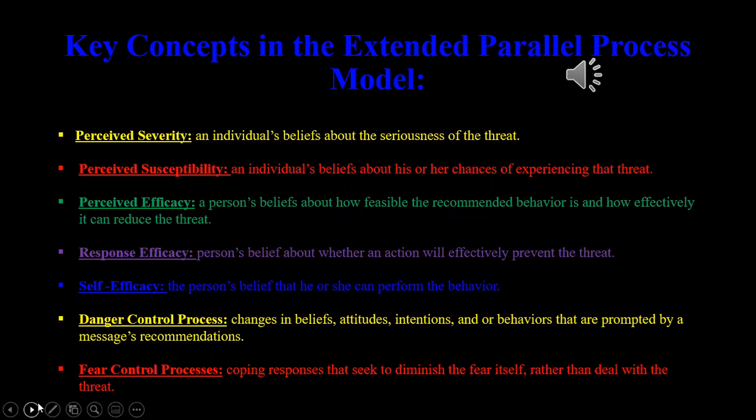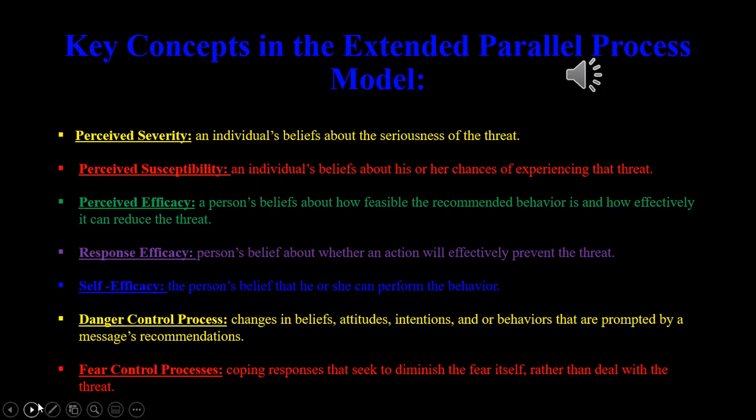The next one is perceived efficacy, a person's beliefs about how feasible the recommended behavior is and how effectively it can reduce the threat. The next one is response efficacy, a person's belief about whether an action will effectively prevent the threat. For example, I believe that exercise and diet can reduce my cholesterol levels. The next one is self-efficacy, the person's belief that he or she can perform the behavior. An example of that would be, I think I can eat out less and reduce my fat intake, but I doubt I can commit to exercising every day.